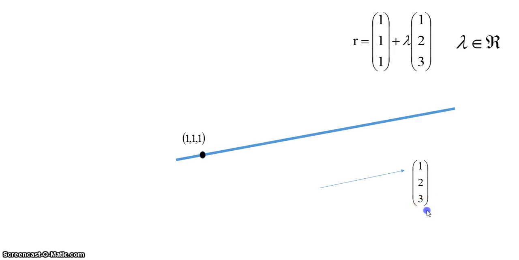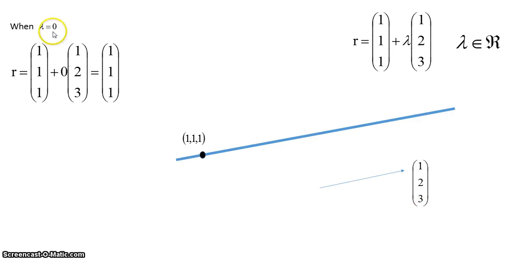Why is this so? Let me go through this. When lambda is equal to 0, you notice there's something happening here. Lambda becoming 0 effectively removes this whole thing. This vector over here just becomes 0. So no matter what this vector is, it doesn't matter, because when lambda equals 0, this whole thing disappears and you're left with this. So what we get from this is that (1,1,1) is definitely going to be on the line. You can see this and this is basically the same.